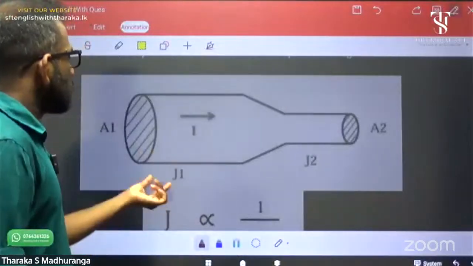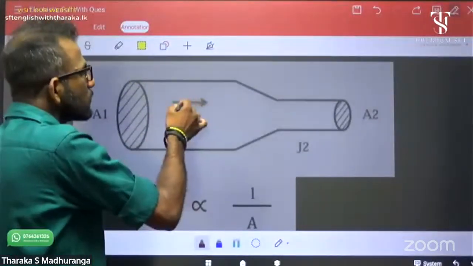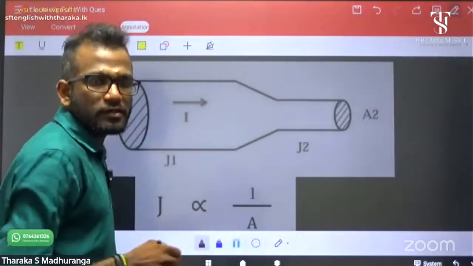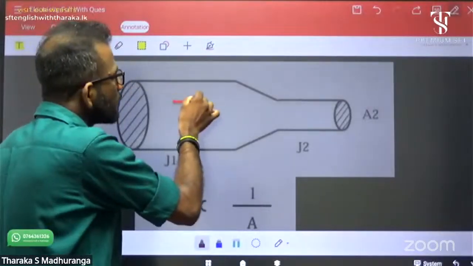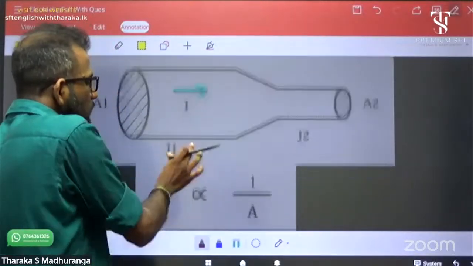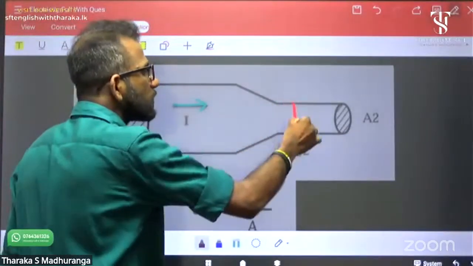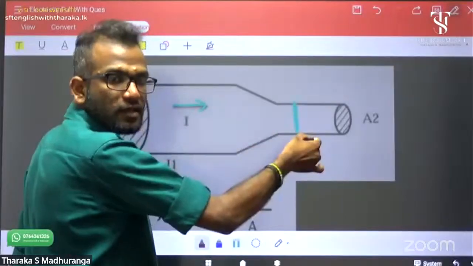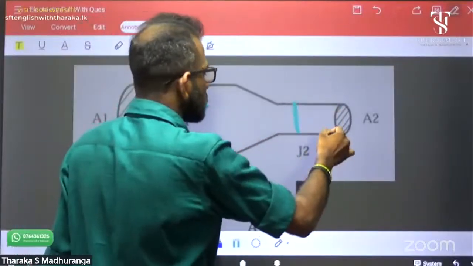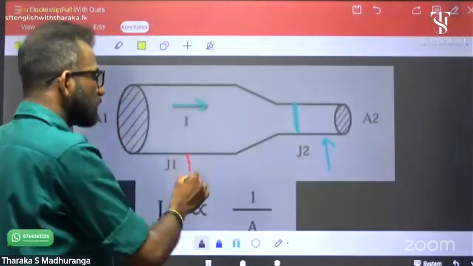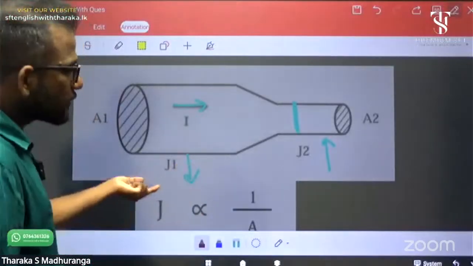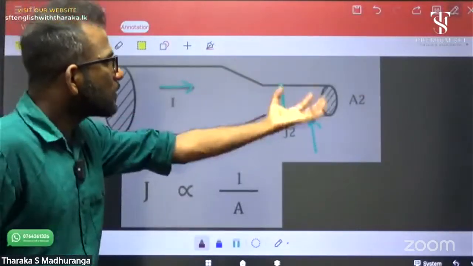See, the same current I is flowing through this type of conductor. Now you can understand, at this level the thickness is less, the cross section area is less. How about the current density? Current density is greater in this part.